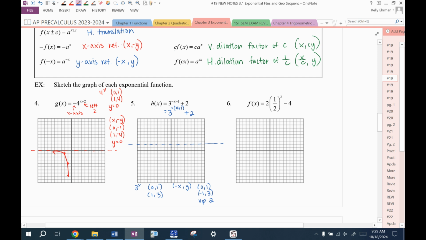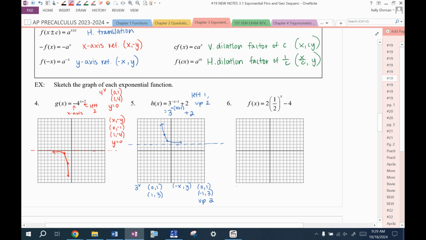And then 0, 1 goes up 2. And negative 1, 3 goes up 2 and left 1. It's left 1 because we factored a negative out of our parentheses, so left 1 and up 2.